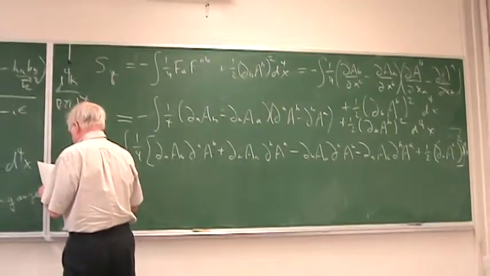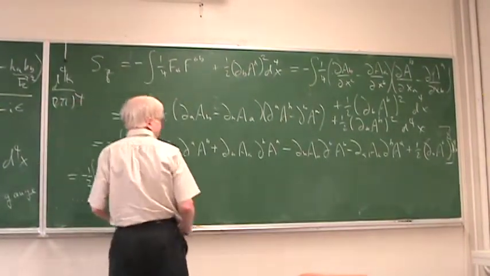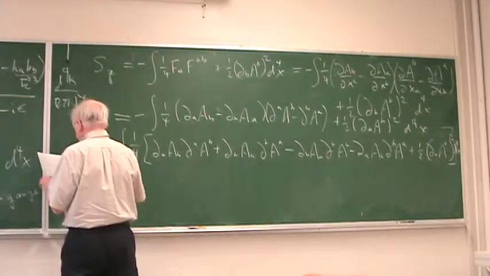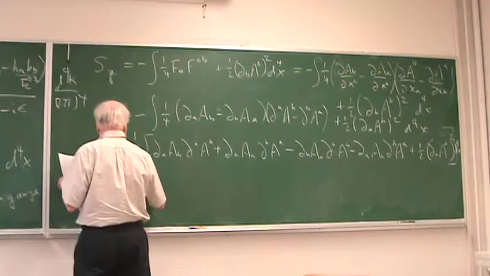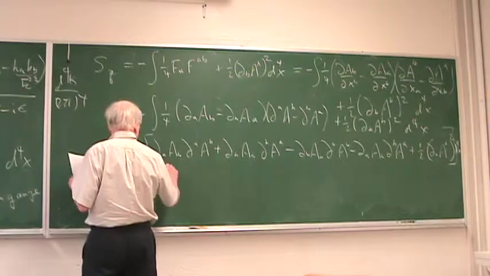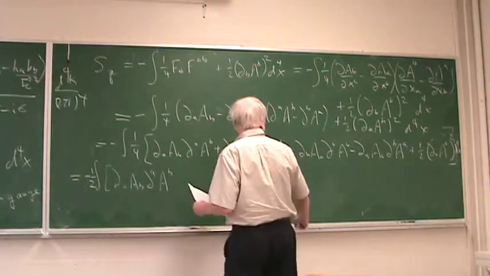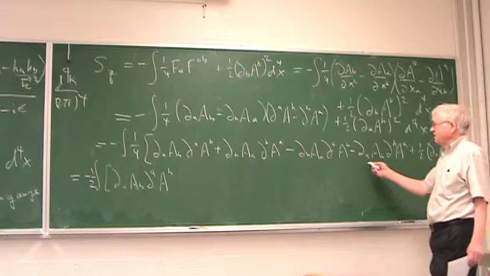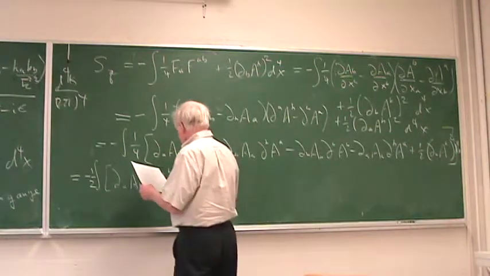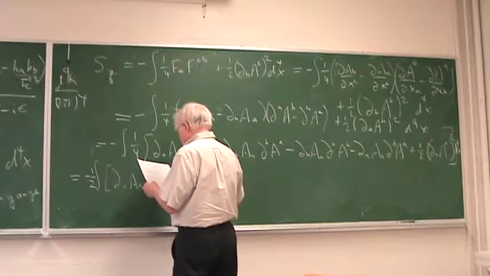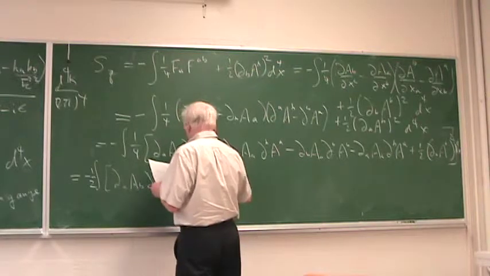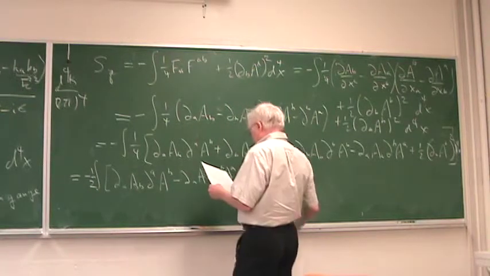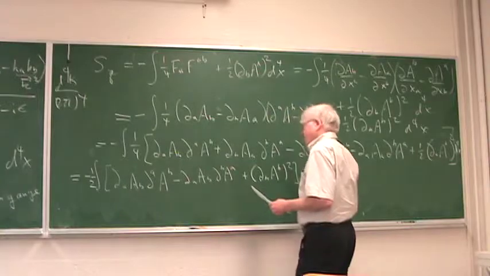So what we get is minus, and I'm going to bring out the 1 half from here. So we get minus a half D_A A_B D^A A^B. And then we have these two terms. And these two terms also, we can interchange A and B and get a factor of 2. And so this is minus D_A A_B D^B A^A. And then we have here (D_B A^B) squared.